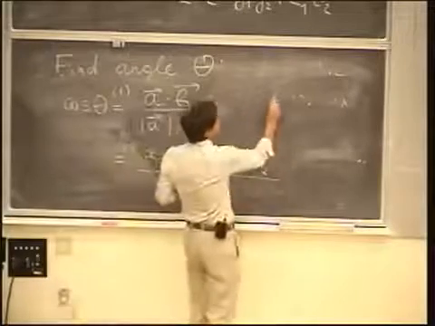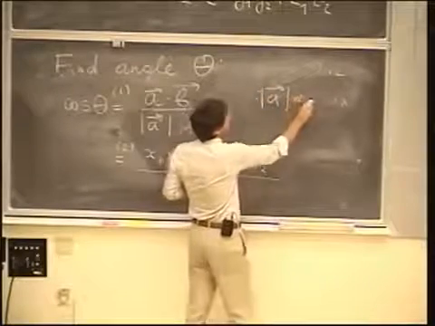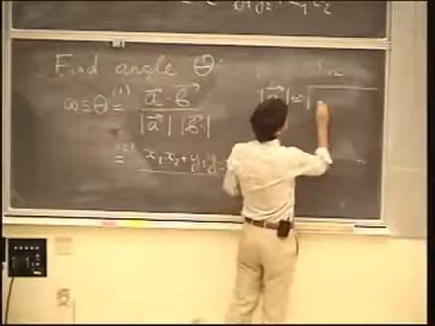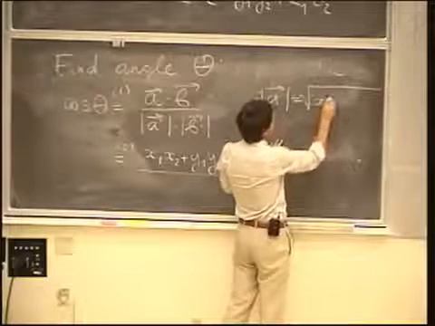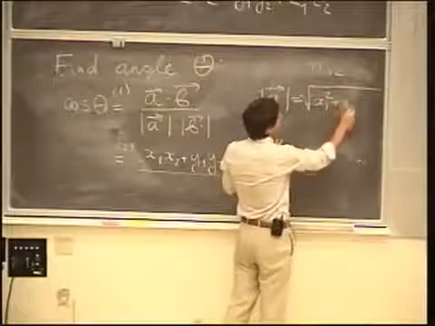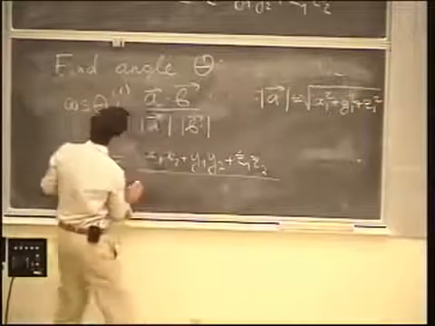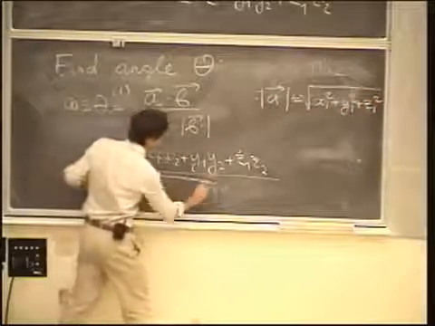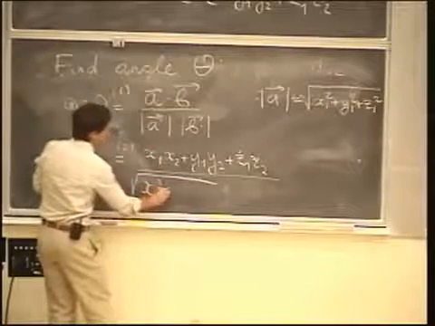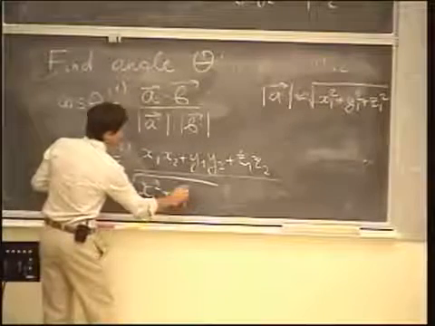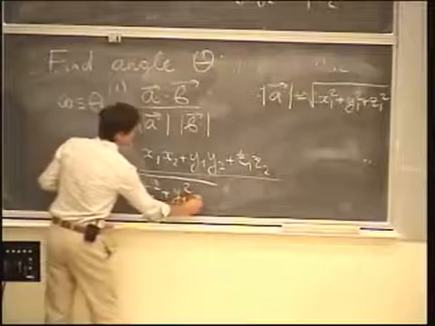But the lengths can also be found from the components. For example, the length of the first one is given by this expression, and likewise for the length of the second vector. So we can write this very explicitly using the components, or coordinates, if you will.